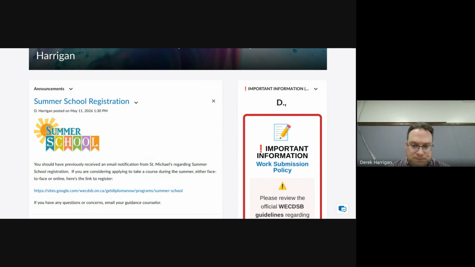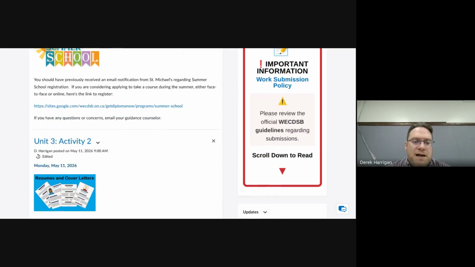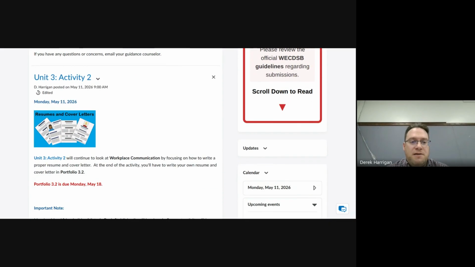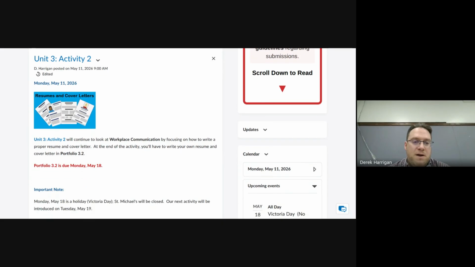With that said, we're going to move down to the previous activity, Unit 3, Activity 2, and we're continuing this week with workplace communication. All of Unit 3 is about workplace communication. In this particular activity, we are going to focus on resumes and cover letters. By the end of the activity, you're going to write for me your own resume and cover letter, which some of you might have done before.